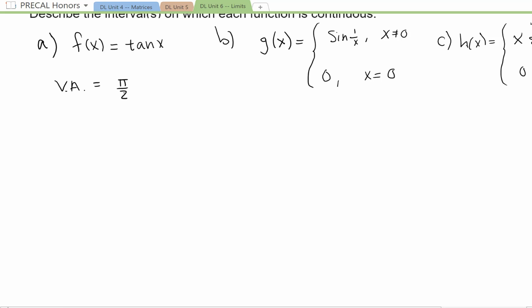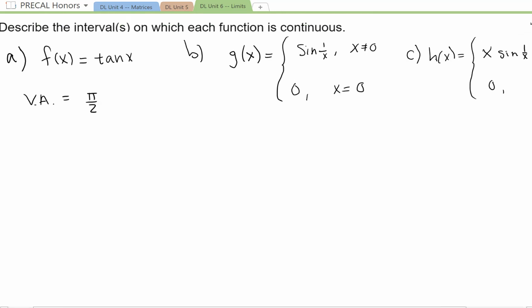And the period of tangent is pi, so every time we add pi or subtract pi, we are finding another asymptote. So your vertical asymptotes happen at pi halves plus pi n, because there are an infinite amount of vertical asymptotes. There's an infinite amount of intervals for continuity, so I'm just going to show a few of them.